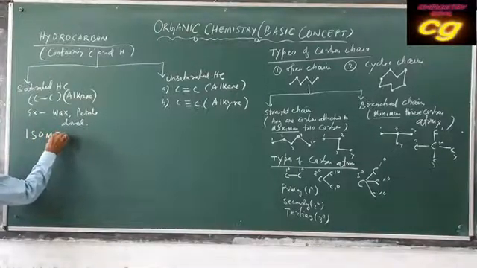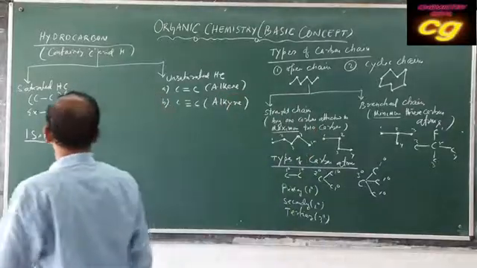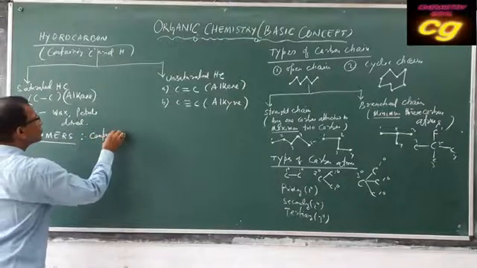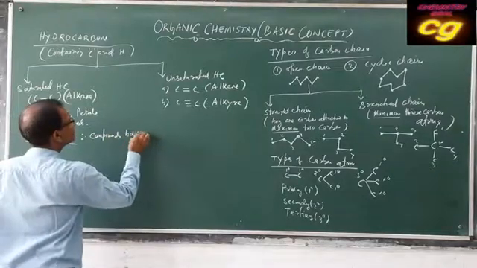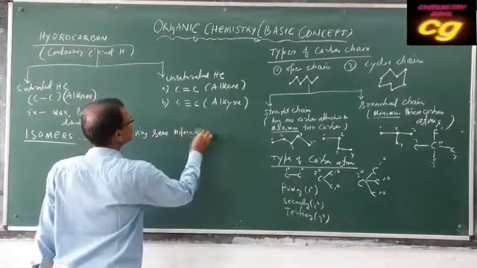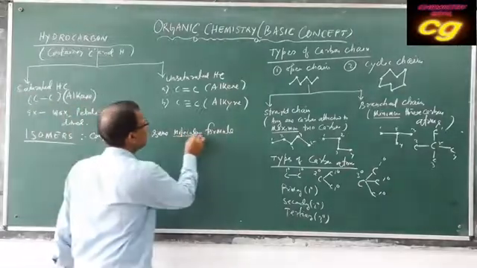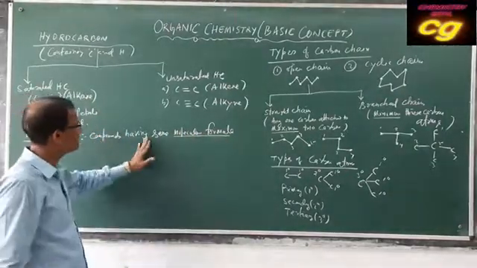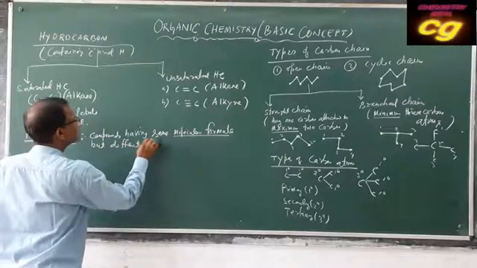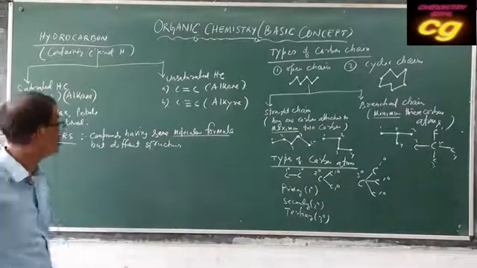What are isomers? Which type of organic compounds are called isomers? Isomer means compounds having the same molecular formula. Formula same means molecular formula, or the same number of atoms. Compounds having the same molecular formula but different structures are called isomers.